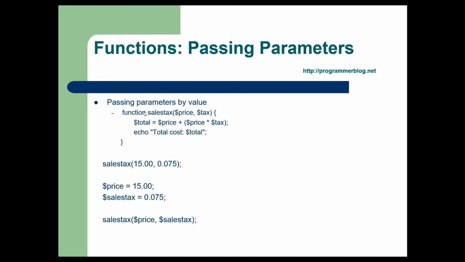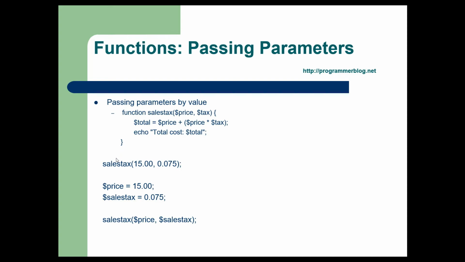I have a function called salesTax, and inside the parentheses I'm passing two parameters, that is $price and $tax. Inside the function body, I have $total is equal to $price plus, and inside these parentheses I am multiplying the price with tax, and that will give us the price plus tax. And in the next line, we print the total.